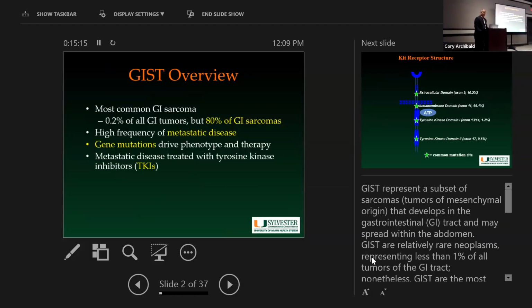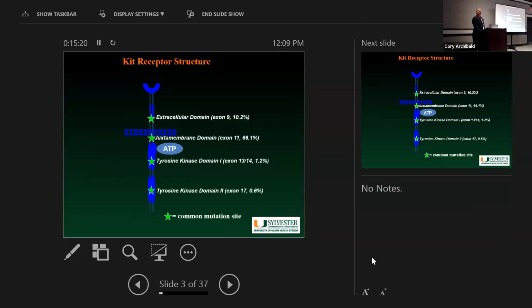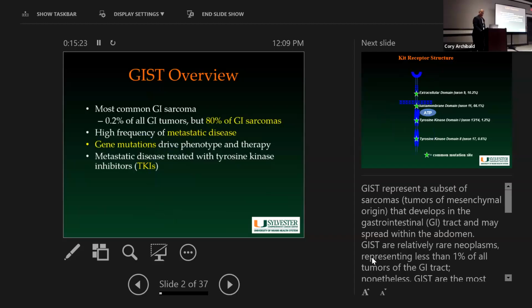Okay, so GIST is rare. We know it's rare, 4,000 or 5,000 new patients per year in the US. We also know it's one of the more common GI sarcomas. It may be the most common sarcoma as far as we know. We also know that there's a high frequency of metastatic disease, even in patients diagnosed with a primary tumor, and that gene mutation really drives the phenotype in this disease.